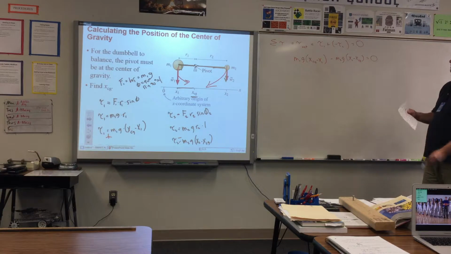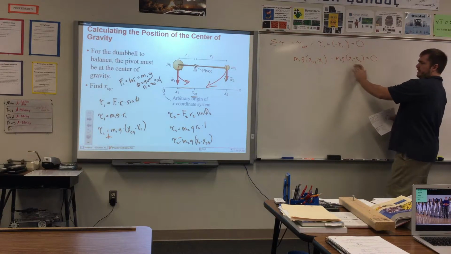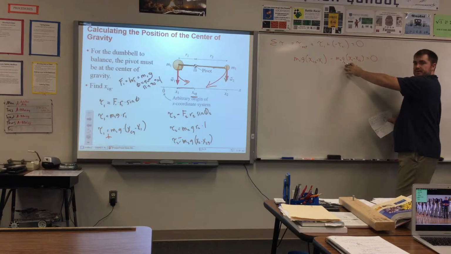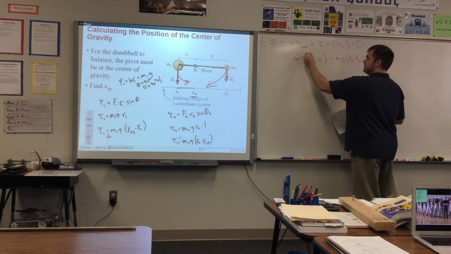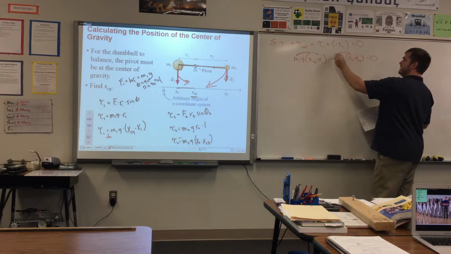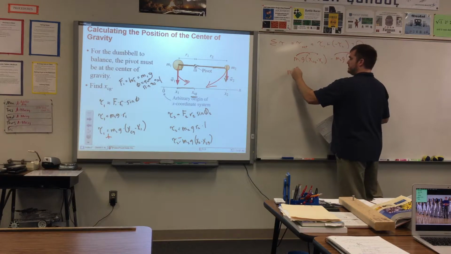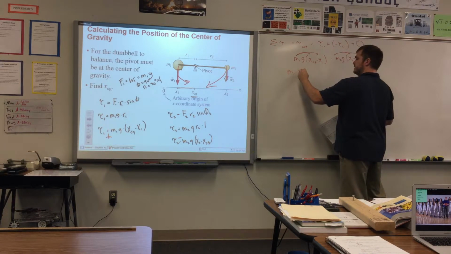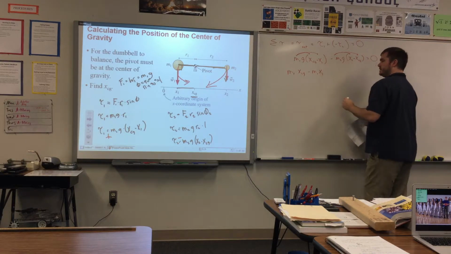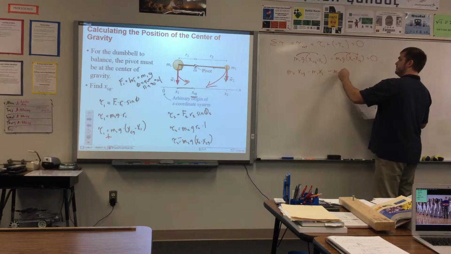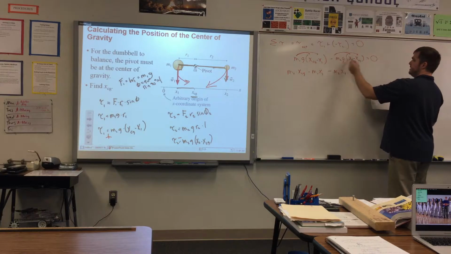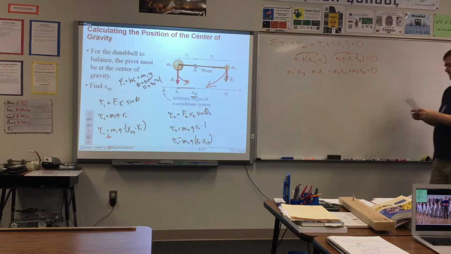Alright. Let's see. What can we do here? Do y'all see that I've got a g here and a g here? So if I divide this whole side by g, that'll cancel out, and divide this side by g, 0 divided by g is 0. So what I'm going to do now is distribute this mass 1 and distribute this mass 2. So I have mass 1 times xcg minus mass 1 x1, minus mass 2 x2, and then minus a negative is a positive, mass 2 xcg equals 0.